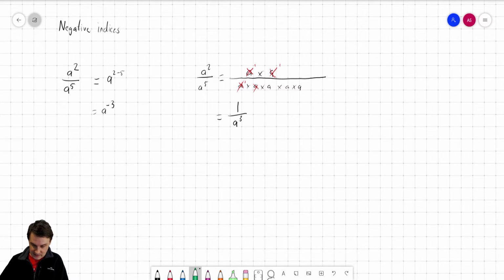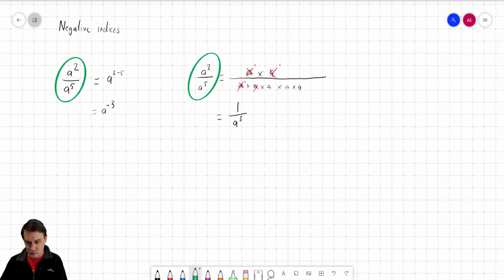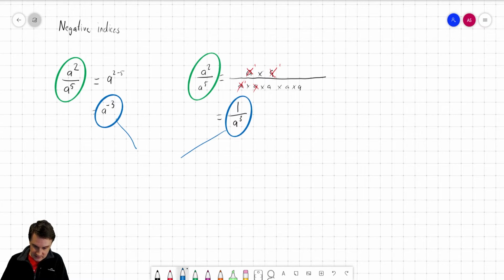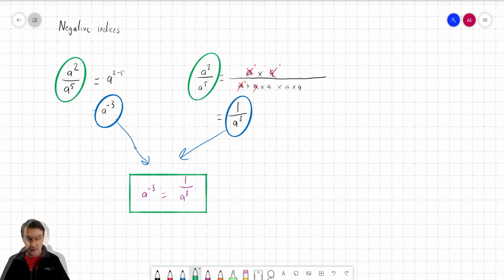Now given that both this here and this here are the same, we've gotten two different answers. So based on that, we can combine the results here and come up with this idea. And that idea is that when we have a to the power of negative 3, this can be equal to 1 over a to the power of 3. So this is going to be a rule which we remember as we work through these.